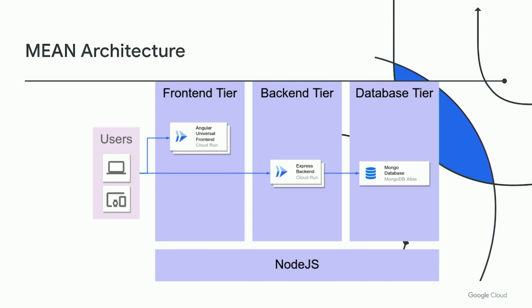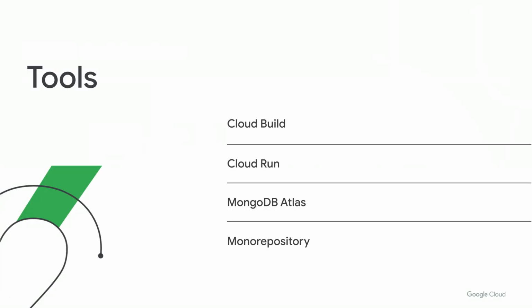Beyond the MEAN stack, we have a few additional technologies and patterns to help with the process. Cloud Build compiles and containerizes our application with minimal setup. Cloud Run deploys and executes these containers on a fully managed serverless platform, meaning I don't have to worry about provisioning nodes. MongoDB Atlas similarly provides a fully managed Mongo database, easily accessible from Google Cloud.